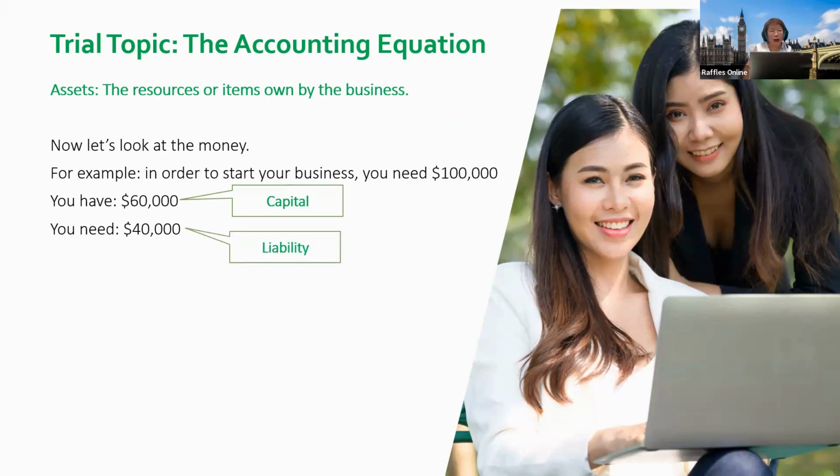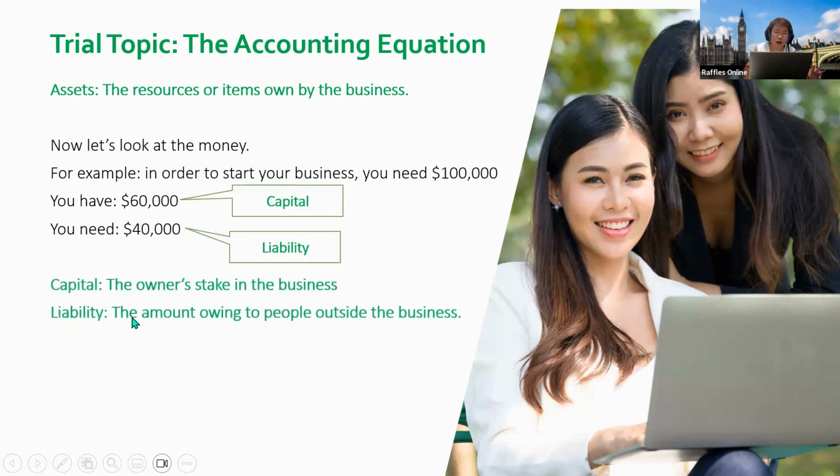Now, I've just used a simple story, and from this story I have introduced to you three very important terms in accounts. The first one is assets. What is the meaning of assets? The resources or items owned by the business. That means all the resources you own, for example your money, your tables, your chairs, your products, your computers, all these are considered your assets, right?